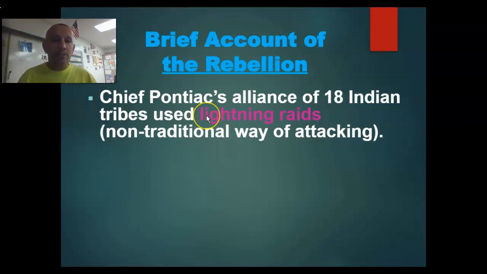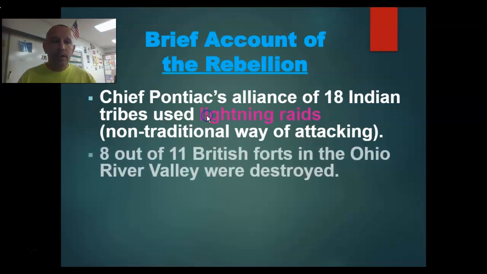The Indians knew that, and so they would use these quick strike attacks, sneak attacks, attack at night, ambushes, and by using this type of fighting, they were able to defeat the British. 8 out of 11 of the British forts were destroyed in the Ohio River Valley. So Chief Pontiac and his alliance were kicking butt and taking names.